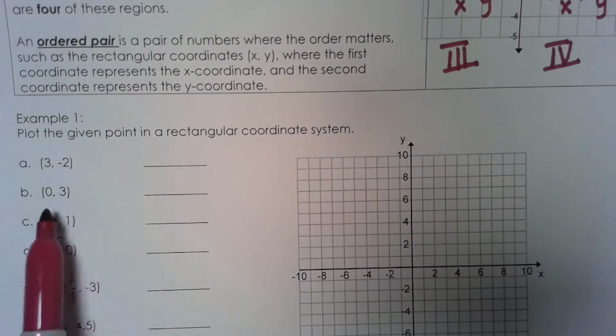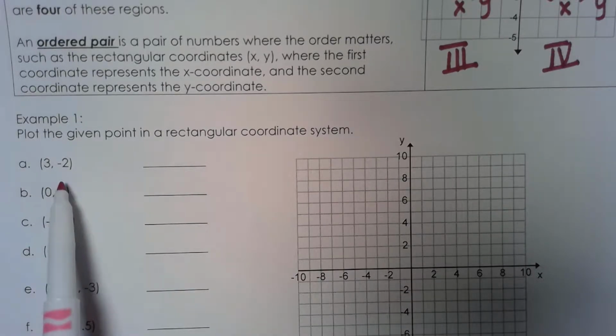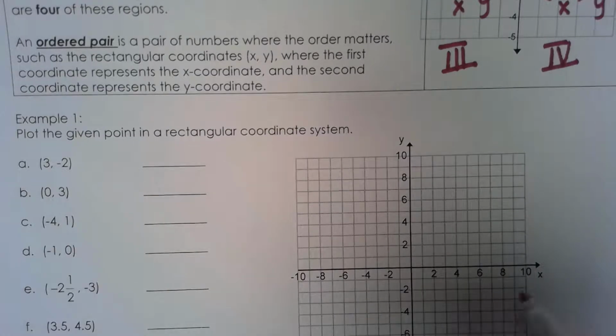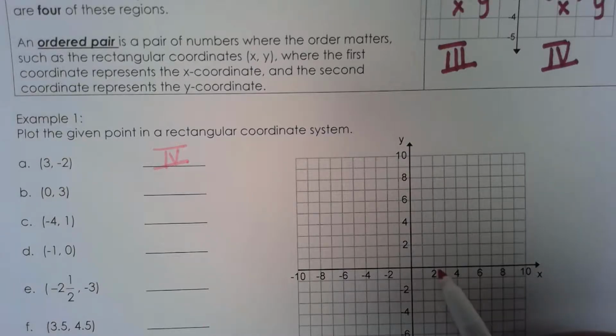It says plot the given point in a rectangular coordinate system, and we're also going to identify which quadrant these points lie in. So here we have (3, -2). Which quadrant will this point lie in? We have (3, -2), where the x coordinate is positive and the y coordinate is negative. So this will be in quadrant 4. Start at (0, 0), count over 3 units, go down 2. Here we go. I'm going to label that as A.